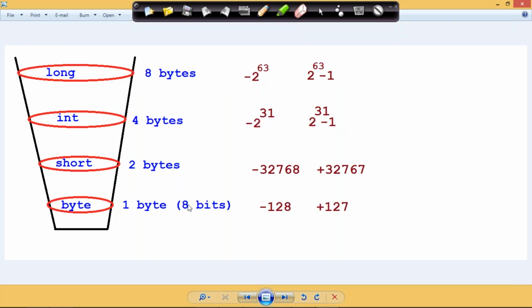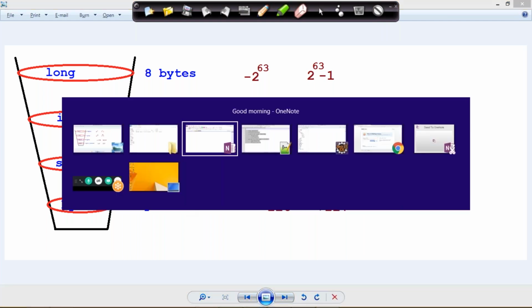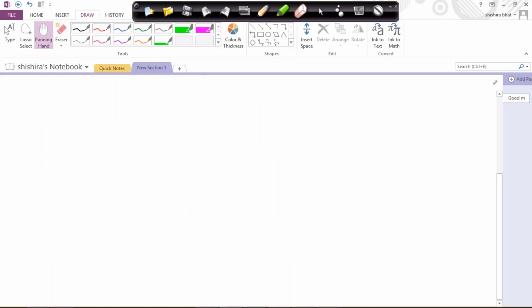So observe this diagram. We have two categories of data type in Java. Firstly, you should understand what is the meaning of data type. Whenever I define any data, let's say I have a data called 33. This is my data. You know as a human that it is a number, and it is an integer number. So how does the computer know, or how does Java know, that it is a number which is an integer number?